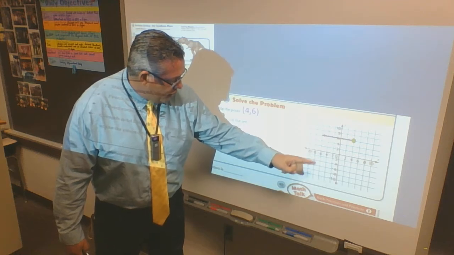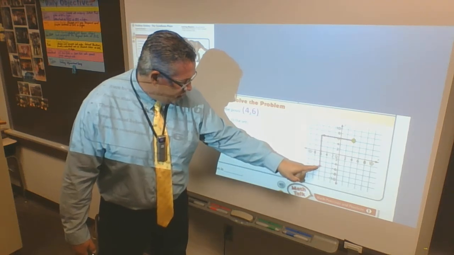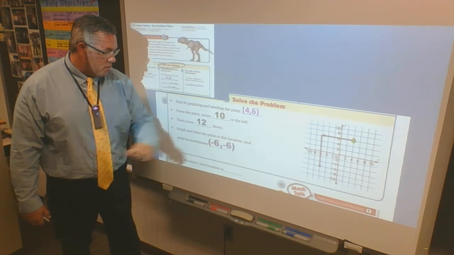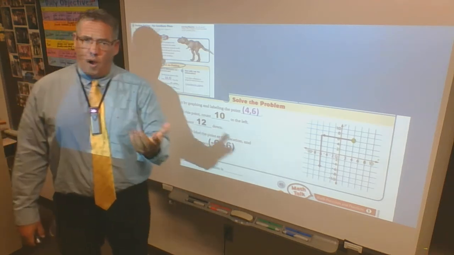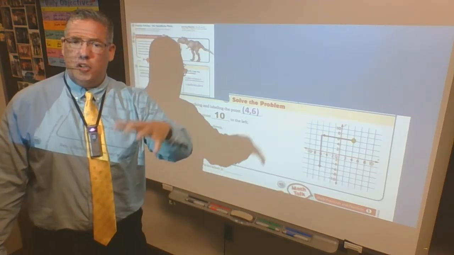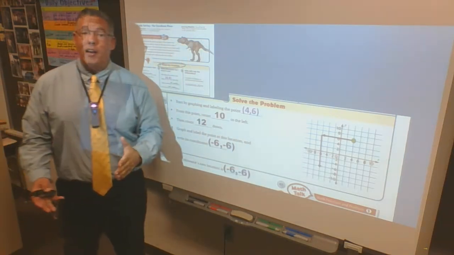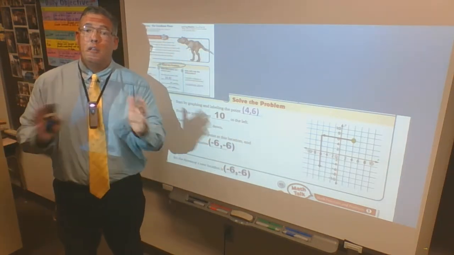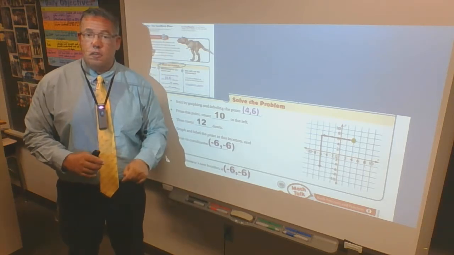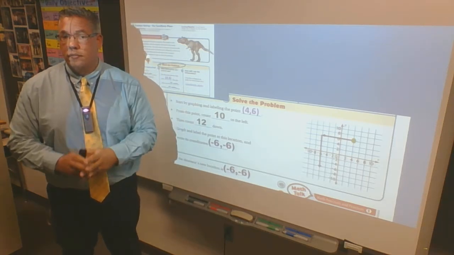2, 4, 6, 8, 10, 12. And that ends up with a -6 also. So where does the dinosaur end up once she plots it on the computer program? It ends up with the ordered pair of -6, -6. That, my friends, is the answer. That's all I need to do.